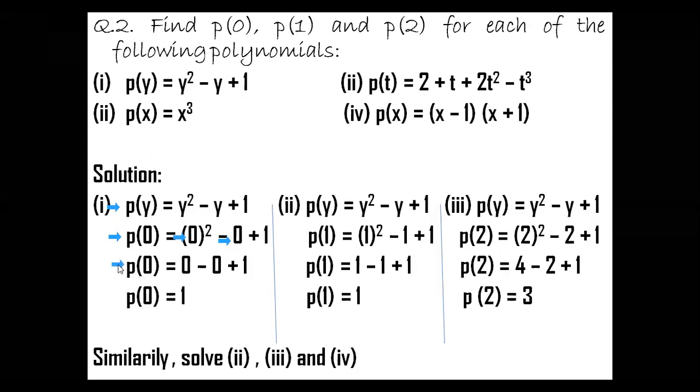Next step, P of 0 is equal to 0 square is 0 itself minus 0 plus 1. So 0 minus 0 doesn't make any sense. It's 0 itself. So what is left is plus 1. So what is the value of P of 0? P of 0 is equal to 1.